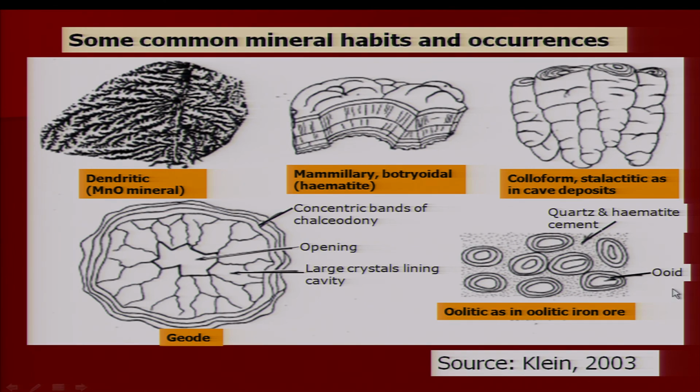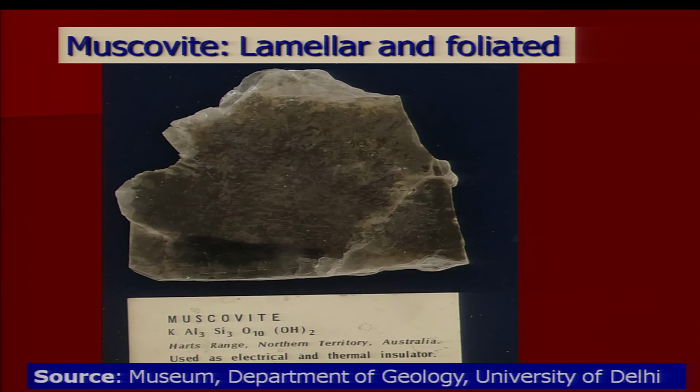These two oolites are clubbed together here with the help of a cementing material. So, these are some of the pictures I am trying to show you of the habit of the mineral. The muscovite, lamellar and foliated muscovite. This is a picture of a muscovite which shows foliation. Along these foliations, the mineral can be broken up easily and you get lamellae of small crystals also. In this case also only one axis is developed and the other two axes are compressed.